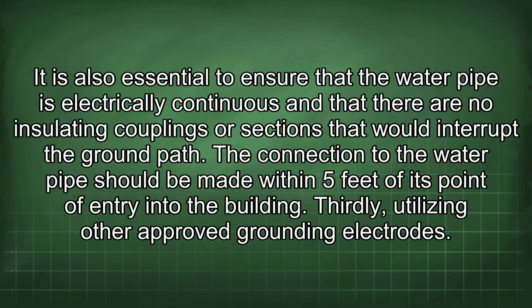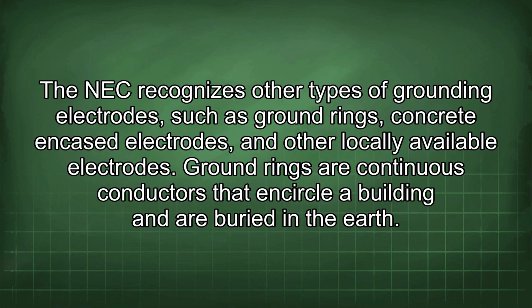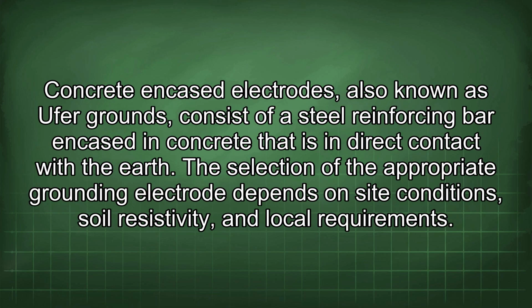Thirdly, utilizing other approved grounding electrodes. The NEC recognizes other types of grounding electrodes, such as ground rings, concrete-encased electrodes, and other locally available electrodes. Ground rings are continuous conductors that encircle a building and are buried in the earth. Concrete-encased electrodes, also known as Ufer grounds, consist of a steel reinforcing bar encased in concrete that is in direct contact with the earth. The selection of the appropriate grounding electrode depends on site conditions, soil resistivity, and local requirements.